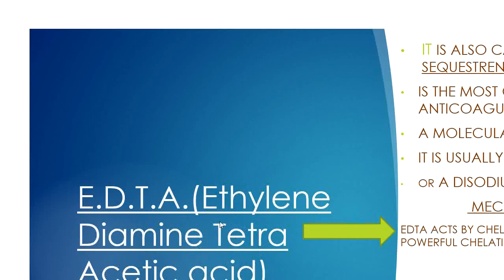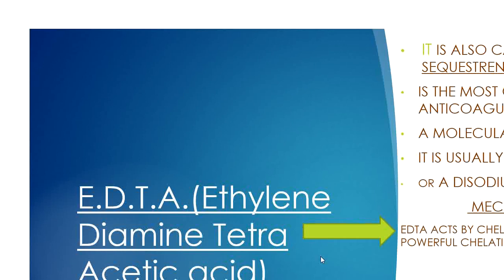So this is the long form of EDTA. It is also known as versene and sequestrene. It is the most commonly used anticoagulant in the hematology lab. The molecular formula is C10H16N2O8. It is used as the dipotassium or disodium salt of the acid.